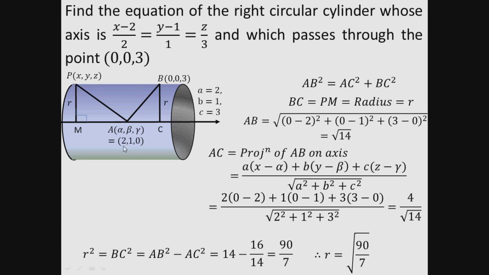Now take any general point P(x, y, z) on that right circular cylinder. Take alpha, beta, gamma as this point (2, 1, 0) and a, b, c as (2, 1, 3). And then considering this right angle triangle PMA, PA we get by using the distance formula. PM is the radius and MA is nothing but the projection of AP on the axis. So by using the projection formula we can get that. And then by using the Pythagoras theorem and simplifying the equation, we can get the equation of the right circular cylinder. This is exactly the same as the previous problem, so try this problem also.